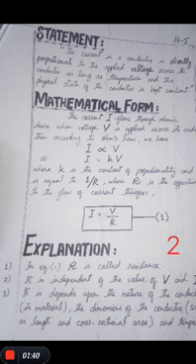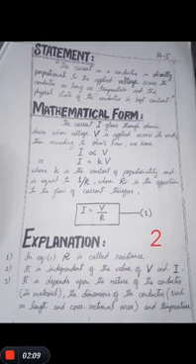Now the points concerned with Ohm's law. If we go through the mathematical form, in this equation we know that R is called the resistance. It is independent of the value of voltage and the current flowing through the conductor. It is dependent upon the nature of the conductor, its material and the dimensions of the conductor, such as the length and the cross-sectional area, and temperature.